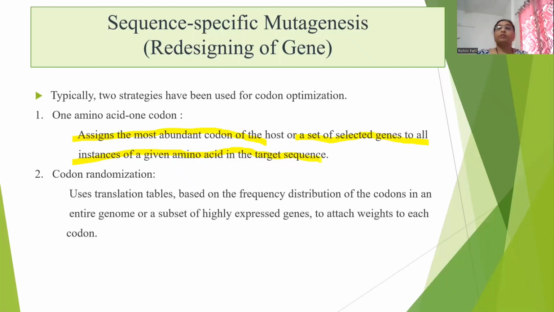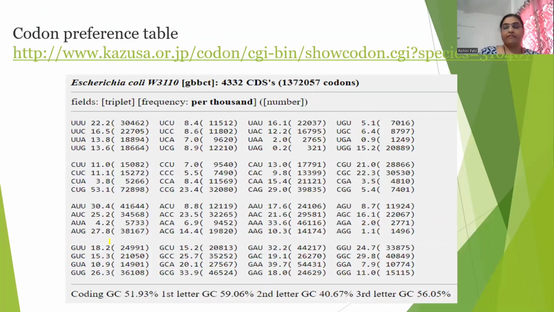The second one is codon randomization. It uses translation tables based on the frequency distribution of the codons in an entire genome, or a subset of highly expressed genes, to attach weight to each codon. Now, what is this translation table? It is a codon preference table.